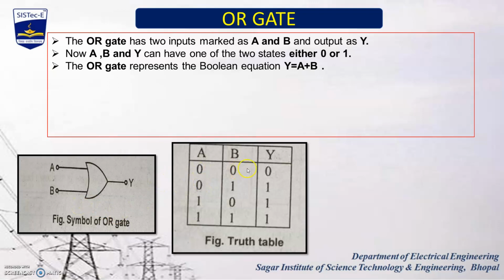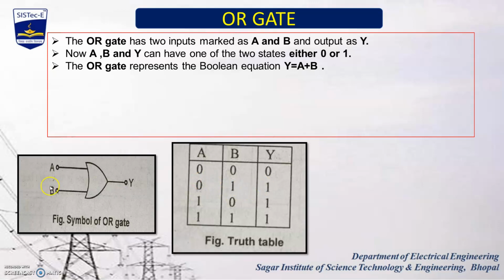Here when both inputs are low, means 0 0, A will be 0 and B will be 0, then output will be A plus B, means 0 plus 0, it will also be 0. In the second case, when input A will be low but B will be high, means A will be 0 and B will be 1, then output Y will be A plus B, means 0 plus 1, it will be 1.